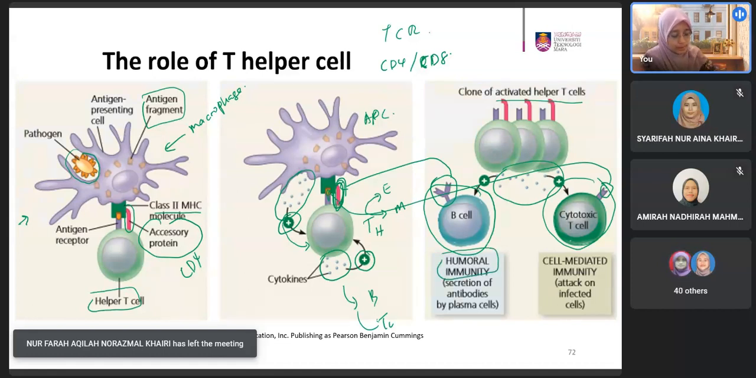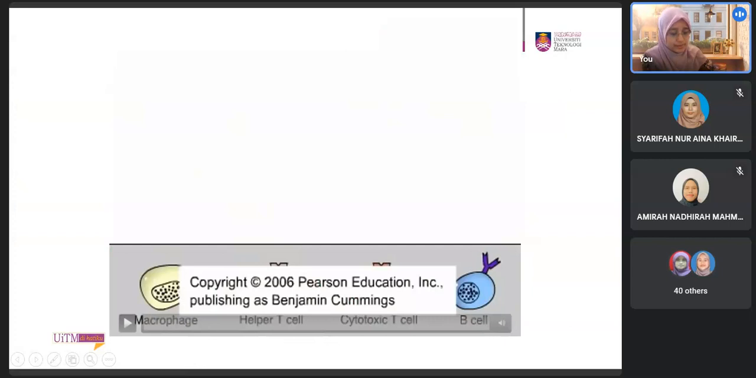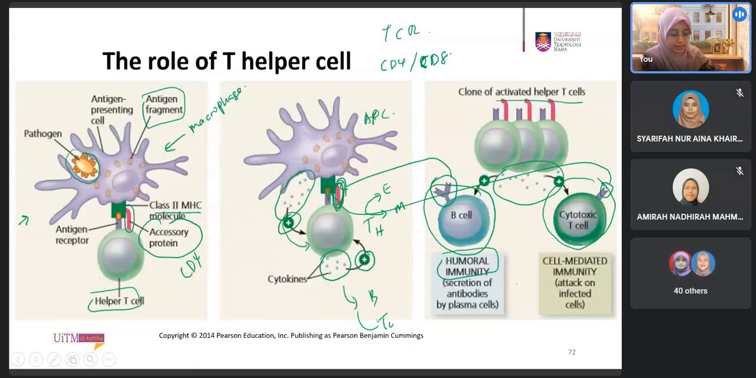Once the B cell is activated, the B cell is involved in the humoral immune response, where the effector cell, or the plasma cell, secretes antibody against the specific antigen. Yang plasma cell ni, plasma cell adalah effector B cell, activated B cell. And then the cytotoxic T cell is involved in the cell mediated immune response, attacking infected cells infected by the same antigen of the pathogen.